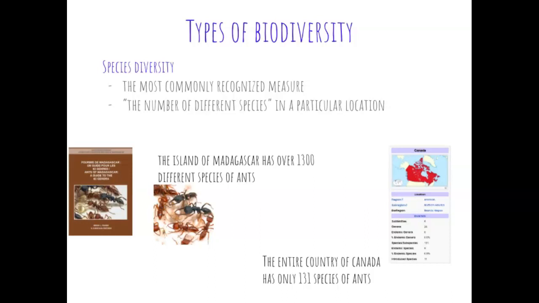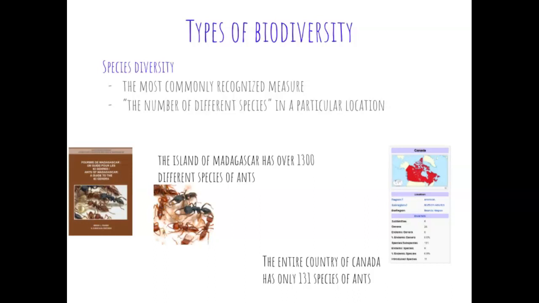When we're talking about conservation, we're talking about conserving biodiversity. There's a few different ways that we can define biodiversity. The most common definition is species diversity, which you guys have already learned about a bit. So species diversity is the number of different species that occur in a particular location. And the number of species varies depending on the location that you're interested in.